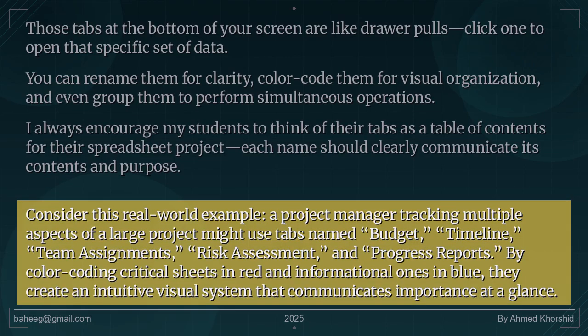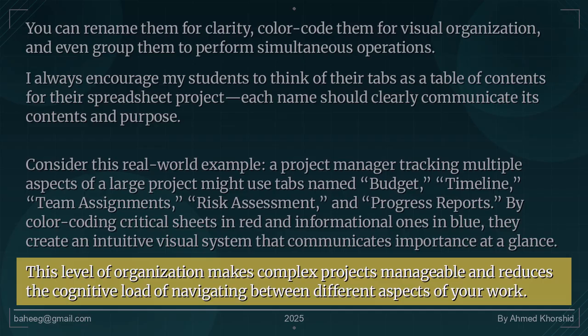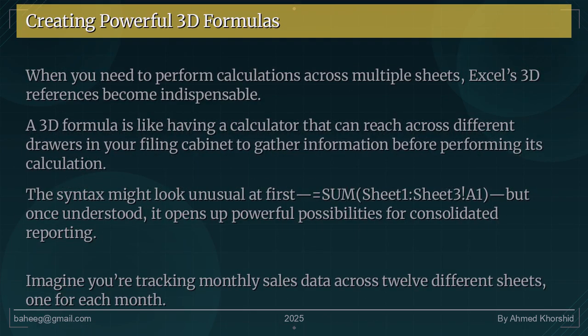Consider this real-world example. A project manager tracking multiple aspects of a large project might use tabs named Budget, Timeline, Team Assignments, Risk Assessment, and Progress Reports. By color-coding critical sheets in red and informational ones in blue, they create an intuitive visual system that communicates importance at a glance. This level of organization makes complex projects manageable and reduces the cognitive load of navigating between different aspects of your work. Creating powerful 3D formulas.